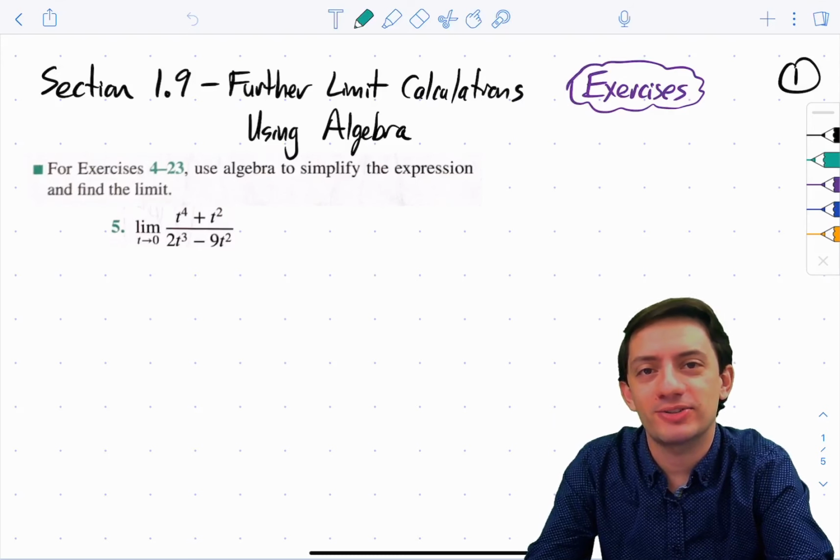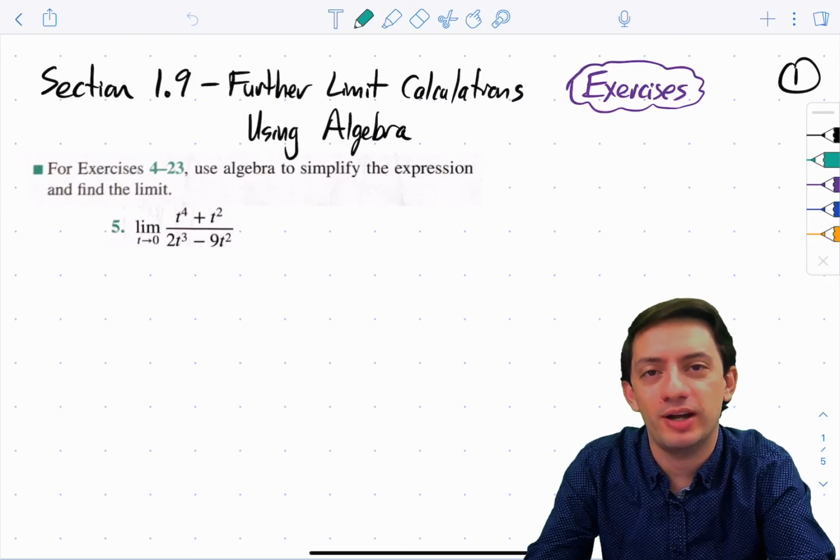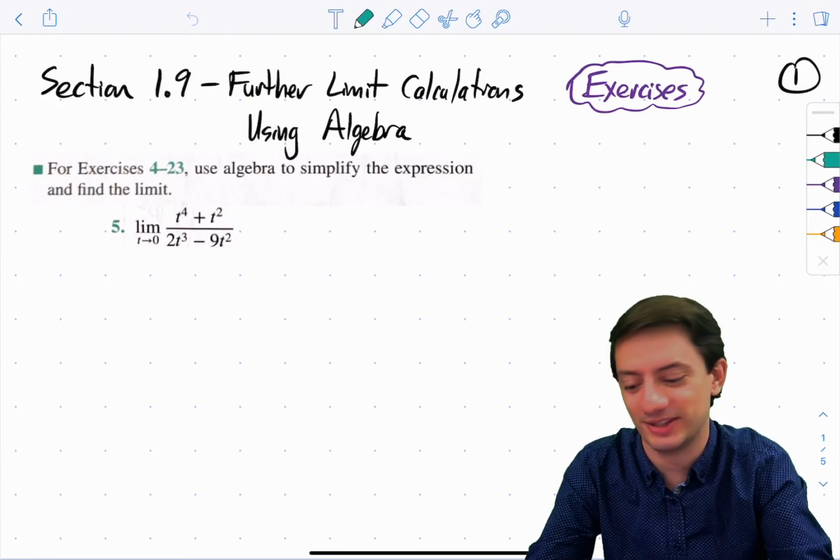Welcome back. These are the exercises for section 1.9. I've got 4 of them picked out, and I'm excited to get through them quickly so we can move on to chapter 2 where things start to get really interesting.